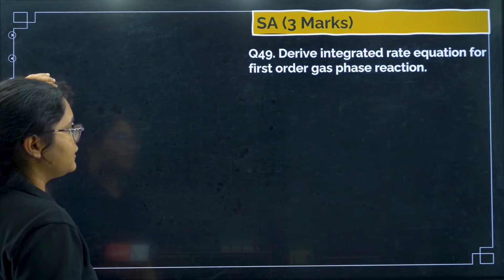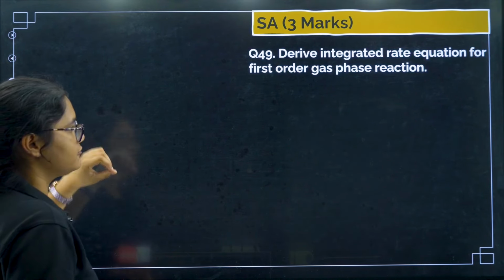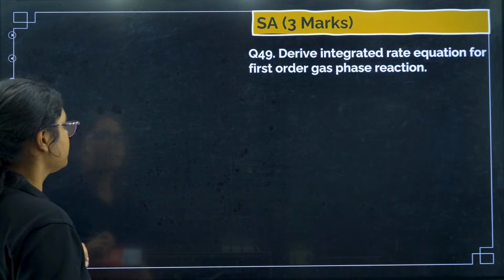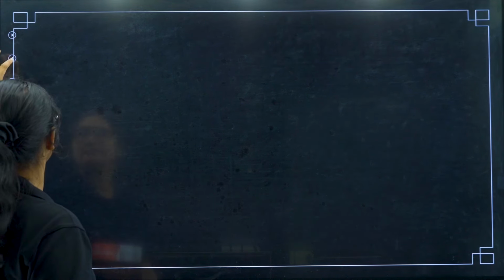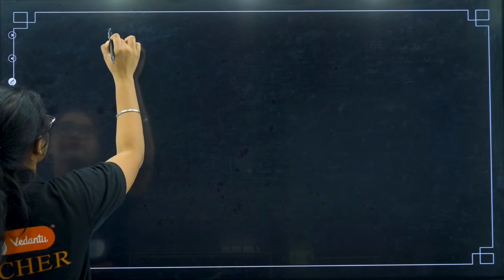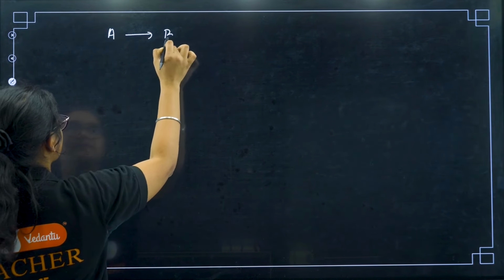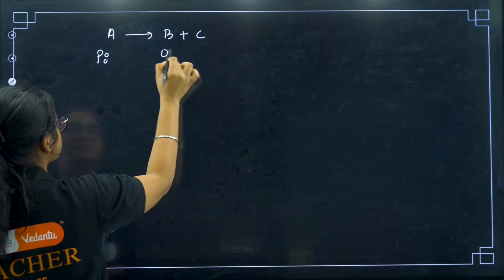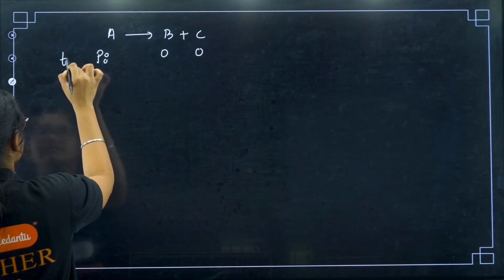Next, derive the integrated rate equation for the first order gas phase reaction. This is an important question, so let us derive this one. I will derive this for you. If I have a reaction A gives B plus C, let the initial pressure be Pi, and this will be 0, this will be 0 at time equal to 0.